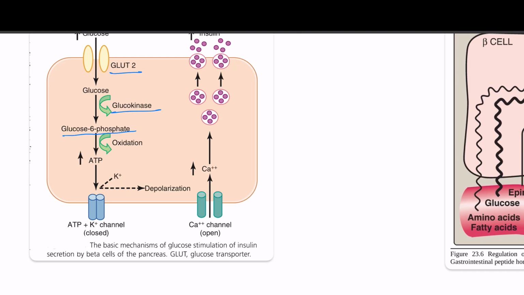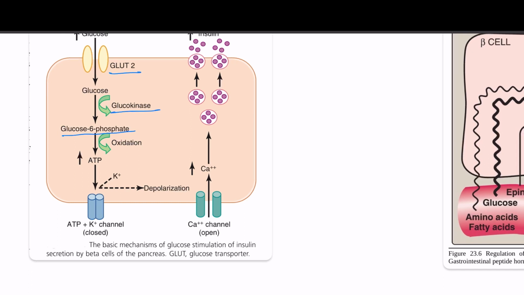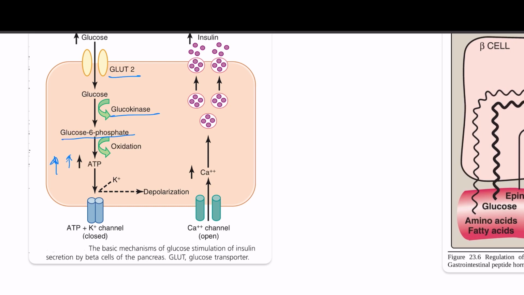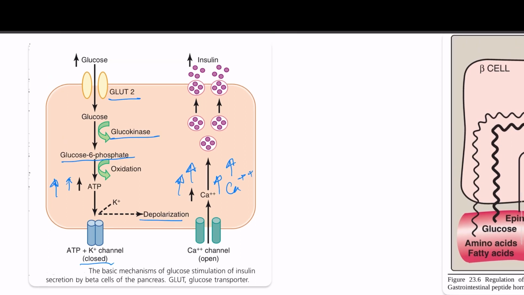Now the glucose 6 phosphate is then oxidized to produce ATP. Increased level of ATP in the cell closes the potassium channel. This depolarization causes the opening of the calcium channel and calcium influx into the cell. So calcium increases within the cell. This increased calcium moves the insulin containing vesicle to the cell membrane and insulin is secreted from the cells through exocytosis.